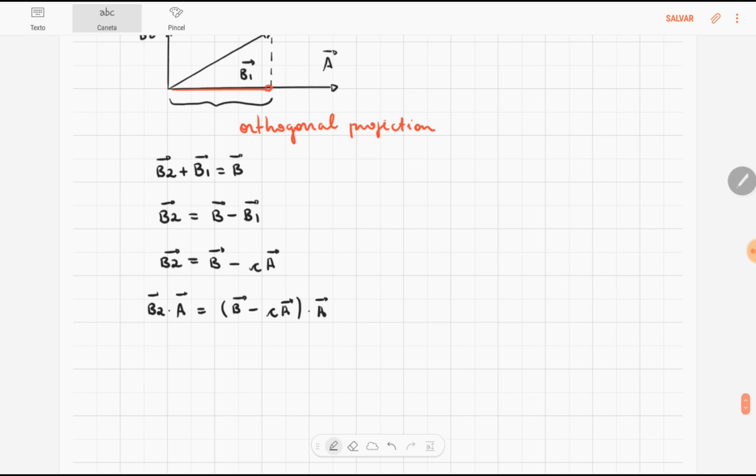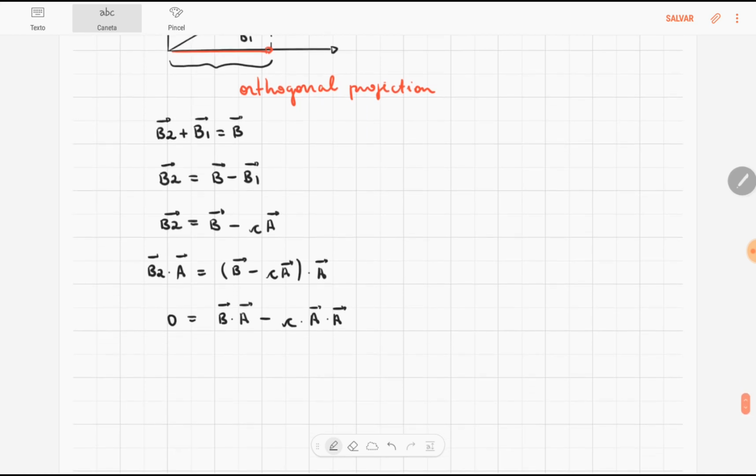So we may write 0 is equal to B dot A, and here we are going to have C times A dot A. 0 is equal to B dot A minus C times the magnitude of vector A squared.